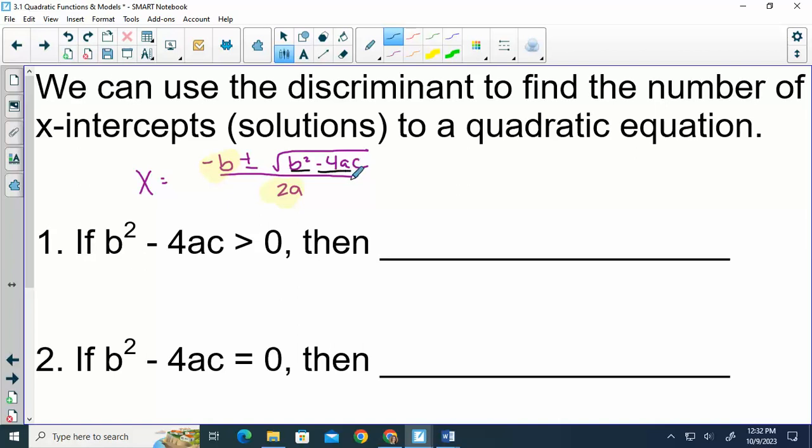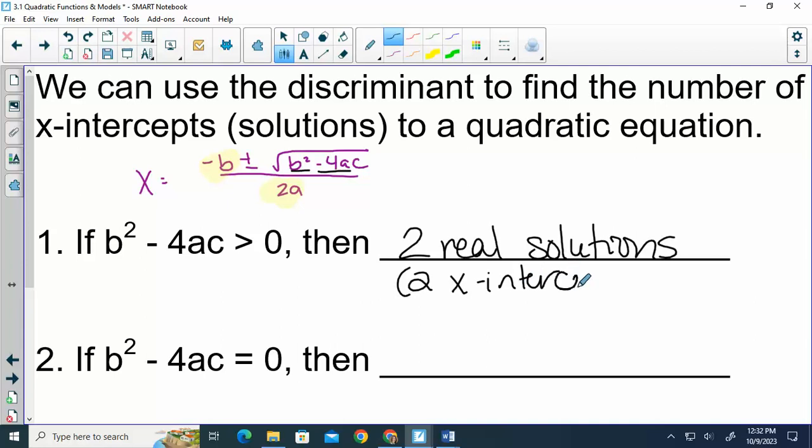If that's a positive, then we have plus the square root of that number and minus the square root of that number. So that means we get 2 real solutions. In terms of our graph, that means there's 2 x-intercepts. It would be a graph that hit the x-axis twice.